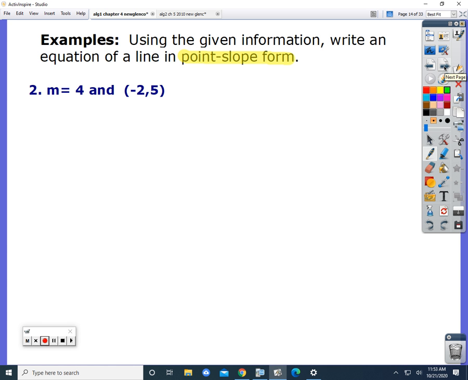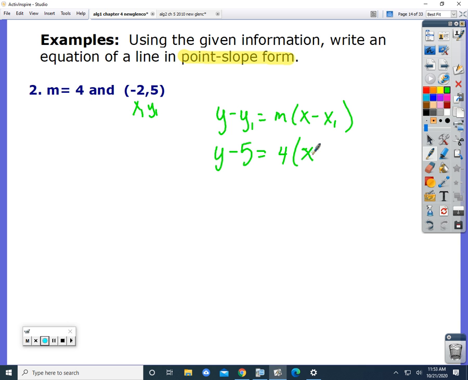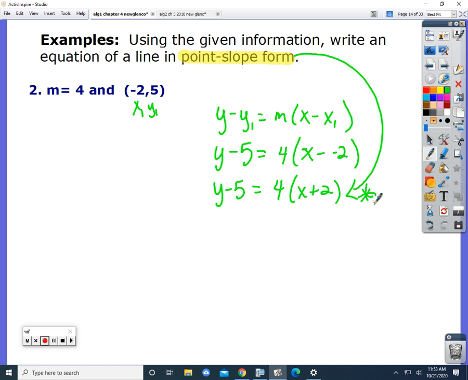So we got a slope, we got a point, and I'll write my form up. And let's see, my y sub 1 is a 5. My slope is 4. My x is still x. And then my x sub 1 is -2. So we got y minus 5. We got 4 times x plus 2. And when they say you can stop at the point-slope form, then you can stop right there. And that's finished. Then there's a second type of homework problem that they don't want you to stop in here. They actually want you to finish the problem all the way out. So let me show you how that one looks.